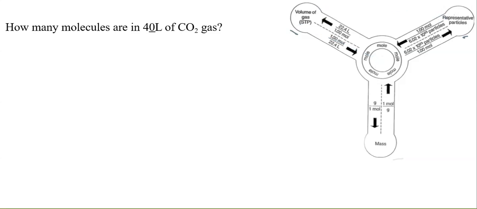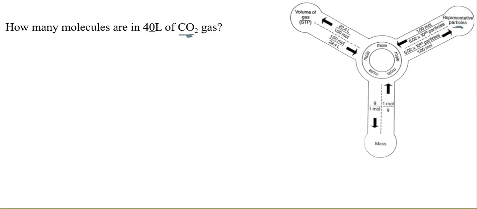So the first question in particular is how many molecules are in 40 liters of carbon dioxide gas? So molecules would be a representative particle. It's called molecules because we're talking about a molecular compound. If it was an ionic compound, I'd call it formula units. If it was an individual element, I would call it an atom.